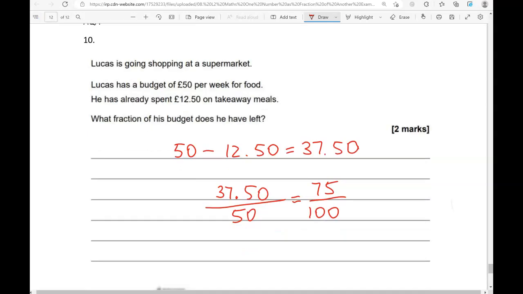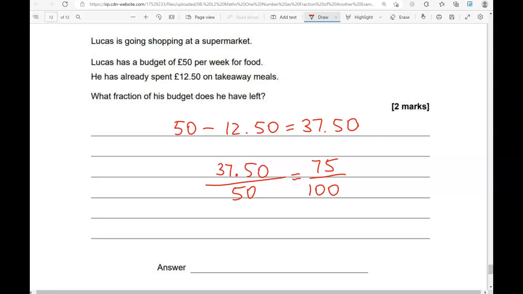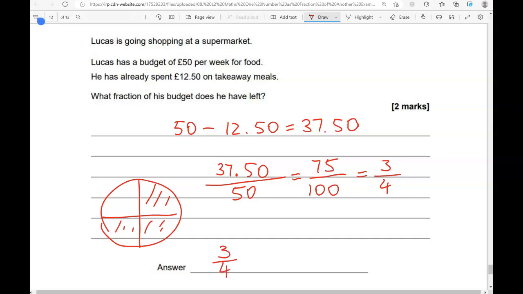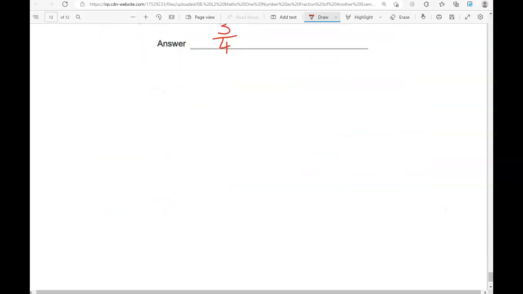75 hundredths. That is like 75%. Which is also 3/4. So if you divide 75 by 25 and 100 by 25, it gives us 3/4. So 3/4 is the final answer. And this is the end of the questions.